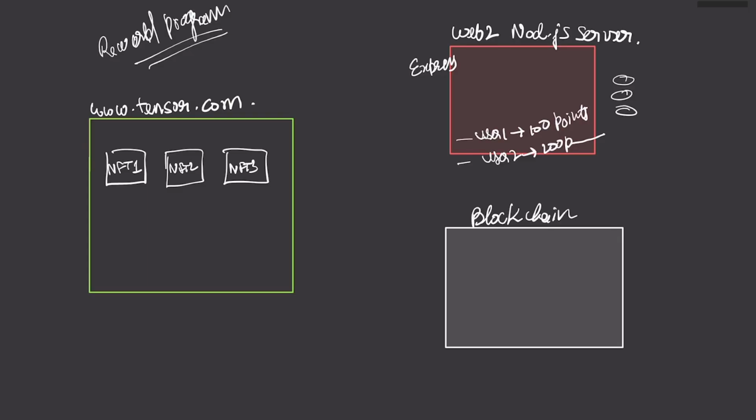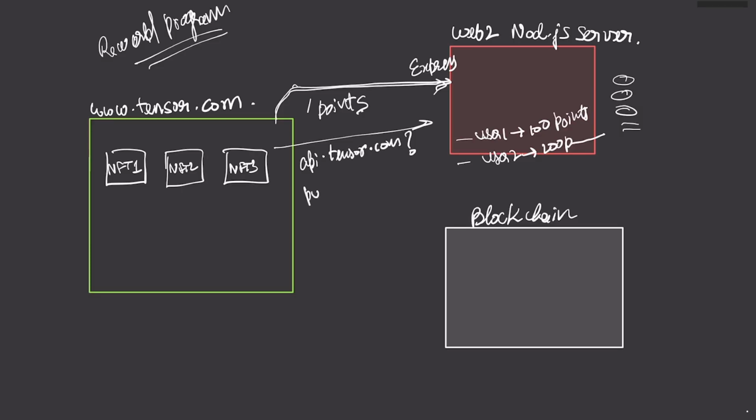The question is, how does Tensor protect this specific database? How does Tensor make sure that when someone is asking for the points, the person who is asking for the points indeed owns this public key? A person will send an HTTP request. The request will look something like api.tensor.com/points?publicKey= whatever the public key is.